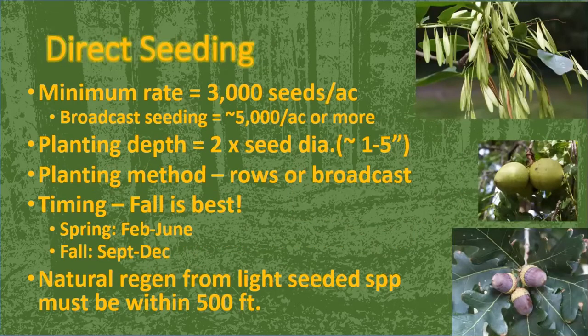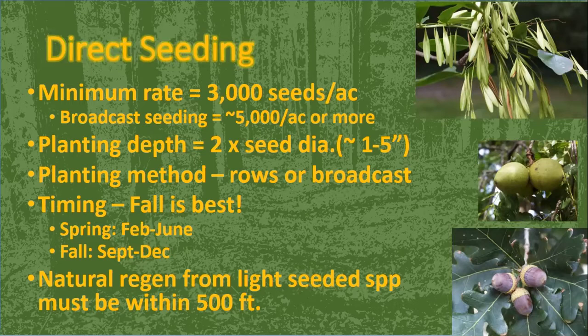So again, this is where we take either seed that we've collected or seed that we've purchased from a broker, and we go and directly seed that out onto the planting site. At a minimum rate, we'd seed around 3,000 seeds per acre. And boy, that sounds like a ton. Well, if we want to broadcast seed these species, we may be anywhere around 5,000 seeds an acre at a minimum, or up to about 15.